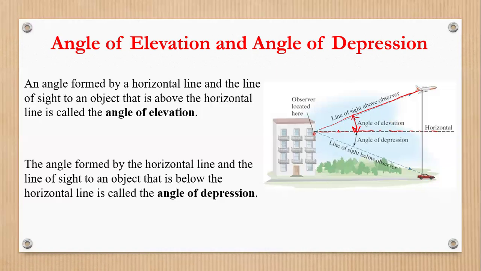But if you have a horizontal line in front of the observer's eye, but the observer is looking at something down below the horizontal line, the angle that is formed between these two lines is called the angle of depression. So remember that the angle of depression and elevation are always angles between the horizontal line and the line of sight. If it's looking up, that's the angle of elevation. If it's looking down, that's the angle of depression.